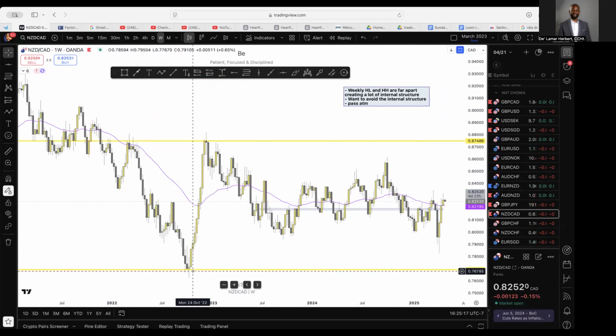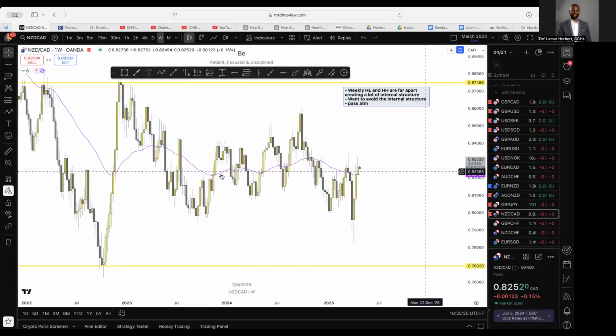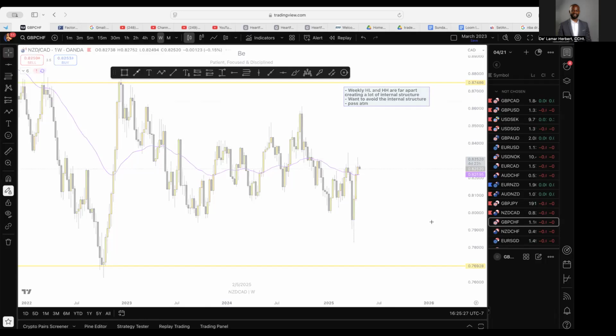NZD CAD, same on the weekly. We have this high, this low, this higher low, and this higher high, really ranging, and you have all this happening here. So I'm just gonna delete that AOI in there. Nothing should be in there because it's just all consolidation.